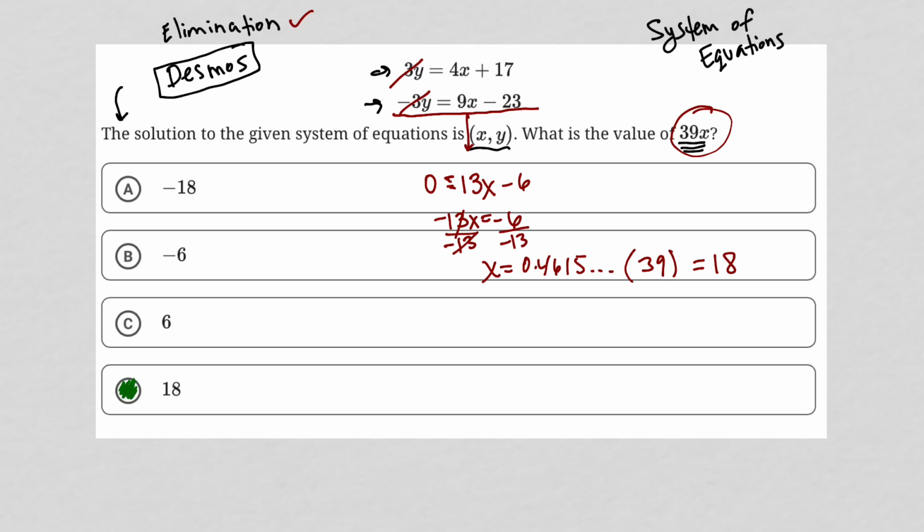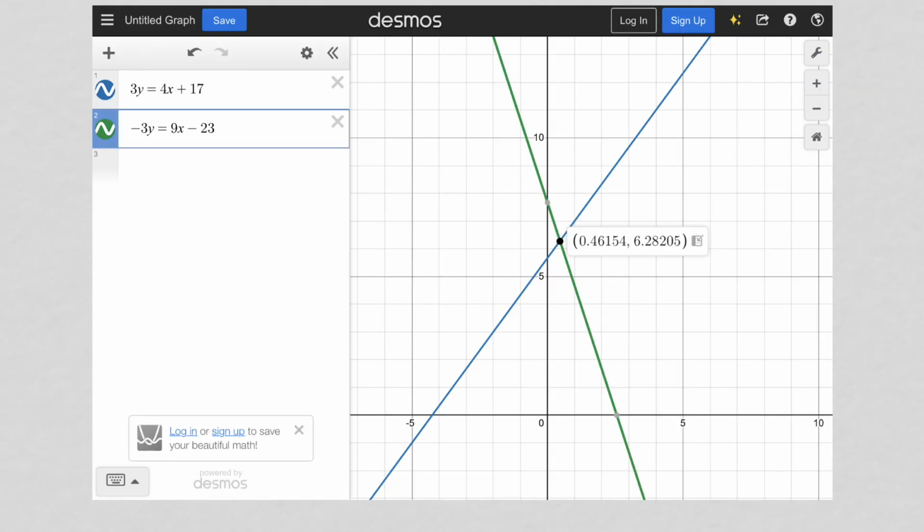Okay. Now, the other way to solve this, which may or may not take less time, but is valuable to use. Some students I work with, I just have them always use Desmos when it comes to system of equations questions. So if that's appealing to you, then what I'm going to say next may be very valuable. So we see here a screenshot of Desmos.